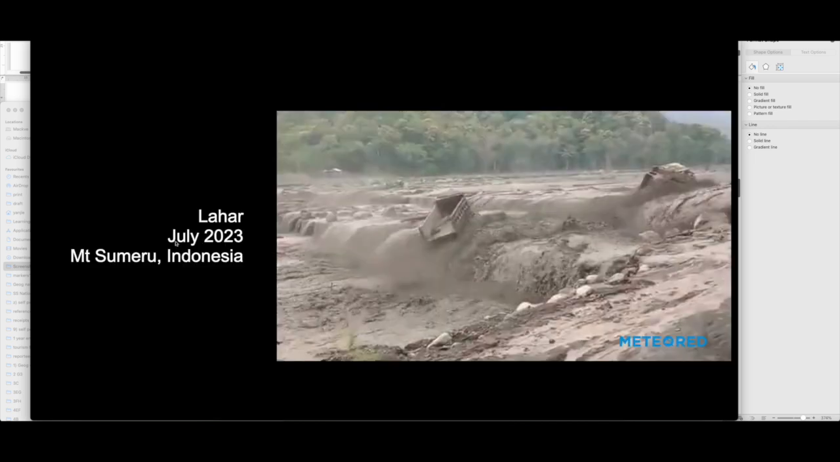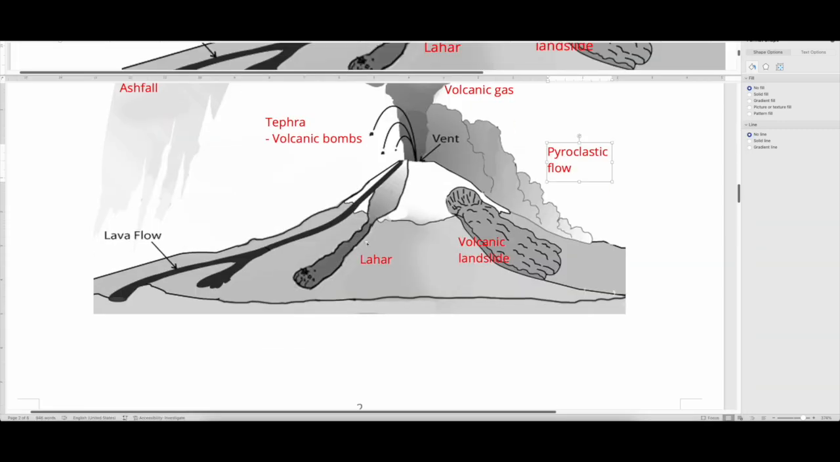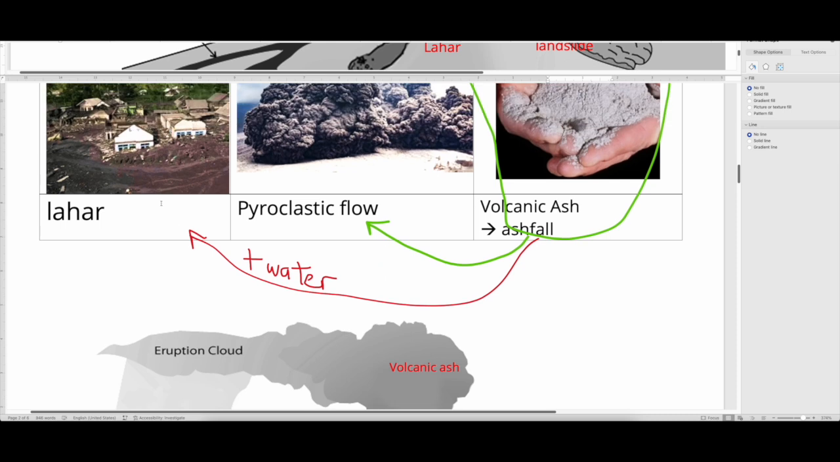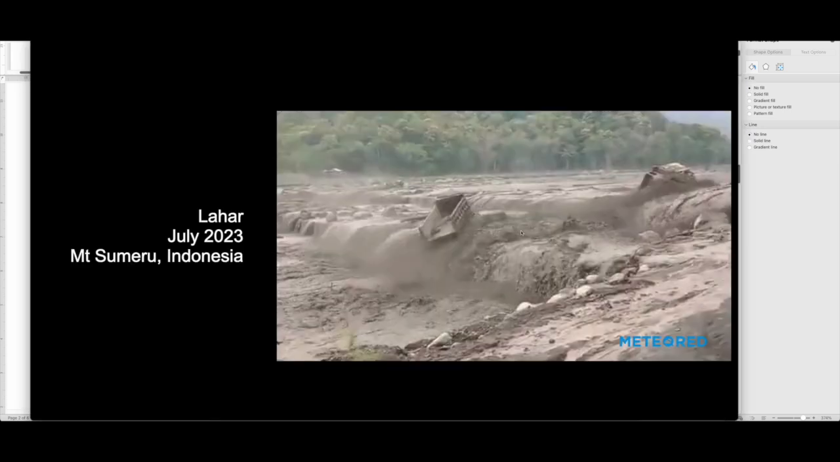All right. Here's a version of this lahar. So lahar, remember, is a mud flow when the ashes mix with the water. So this is your lahar. When ashes mix with water, it can form fast-flowing mud at a huge volume. So this is not a river. This is actually lahar flowing through, from the Mount Semeru eruption in 2023.